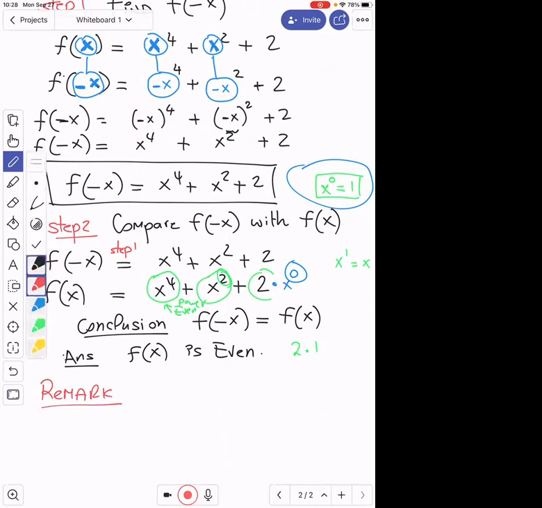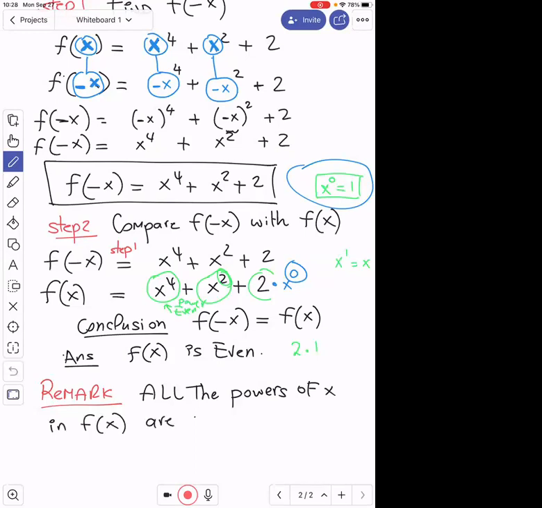So all the powers or exponents of x in f of x are even. Okay, so this is the reason why we call such a function an even function, actually.